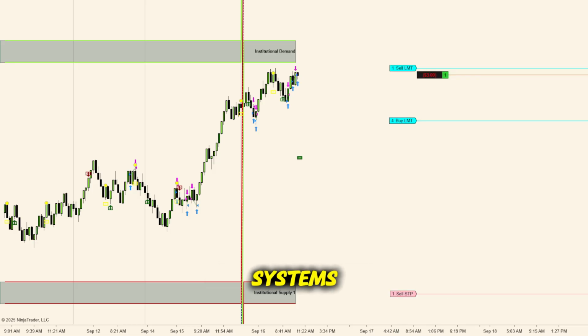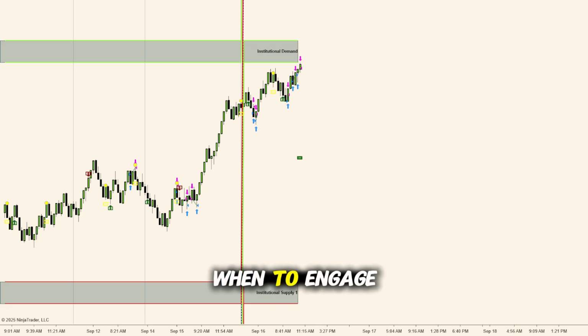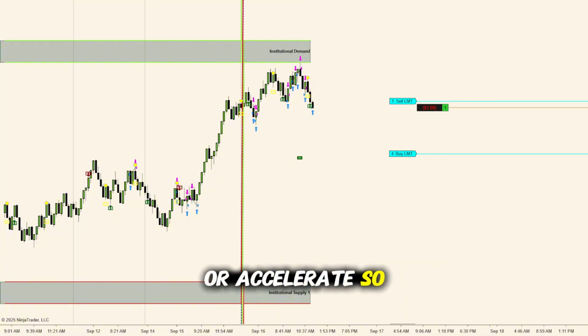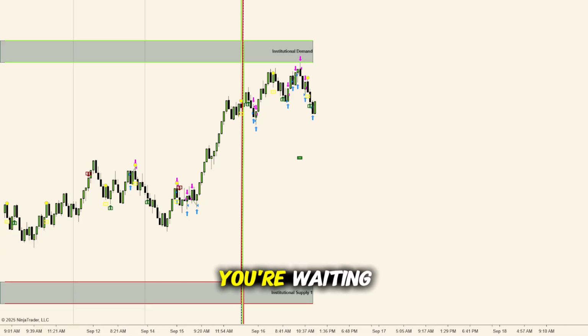And for automated systems like Nova Grid AI, these institutional levels become critical filters, telling the bot when to engage and when to stand down. The beauty of this tool is in its clarity. It gives you an instant map of where price is likely to react, reverse, or accelerate. So instead of chasing price mid-air, you're waiting patiently at the same levels the big players defend.